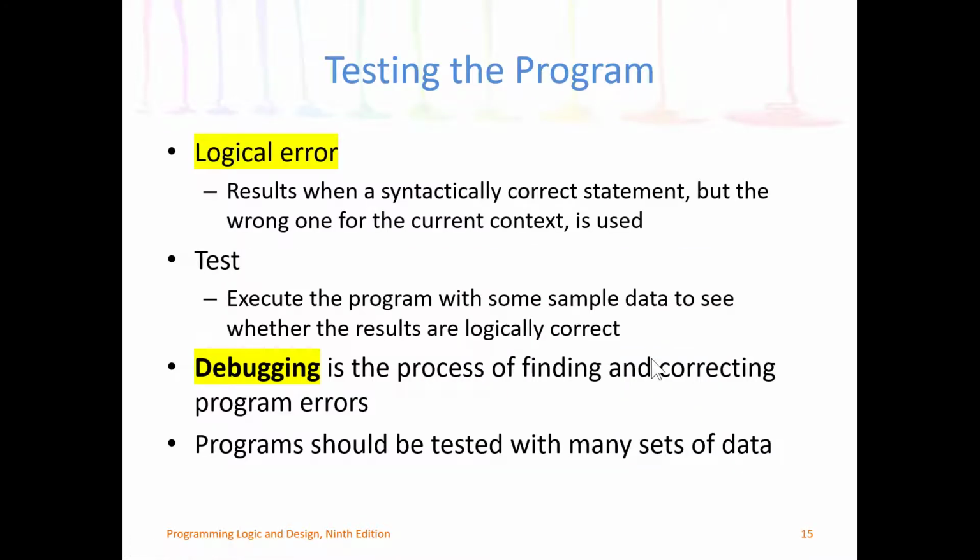A logic error is when the program compiles and runs, it just doesn't run correctly. And that's where we need to test our code, and we have to debug our code. We have to get the bugs out of our code. That's the process of finding and correcting program errors. So you need to test your programs with many different sets of data to have an assurance that it is working correctly.